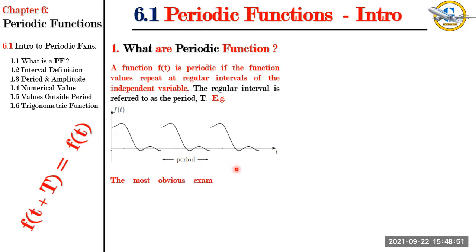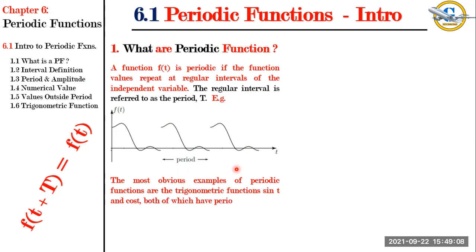The most obvious examples of periodic functions are the trigonometric functions, that is the sine, the cosine, and the tangent functions, which we have seen in the previous classes. The sine function and the cosine function both have a period of 2 pi. That's for the normal sin t and cos t, or sin x and cos x.